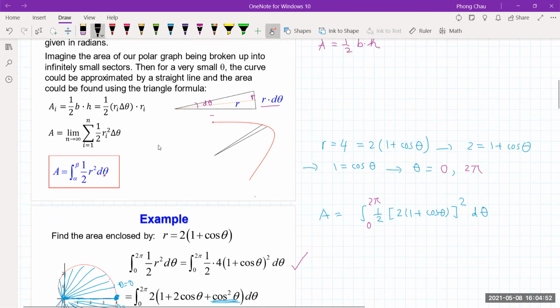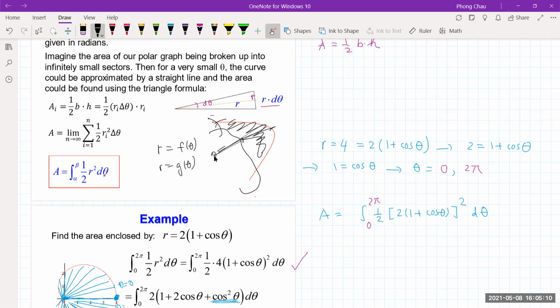So we have two formulas, right? r equals f of theta, and then you have r equals g of theta. Let's say this is the graph and there's another graph, right? So we're going to find this area right here. The one further away, if the pole is here, that distance is longer, so we're probably going to label that capital R to mean it's bigger. And the one that's closer we label lowercase r, right?